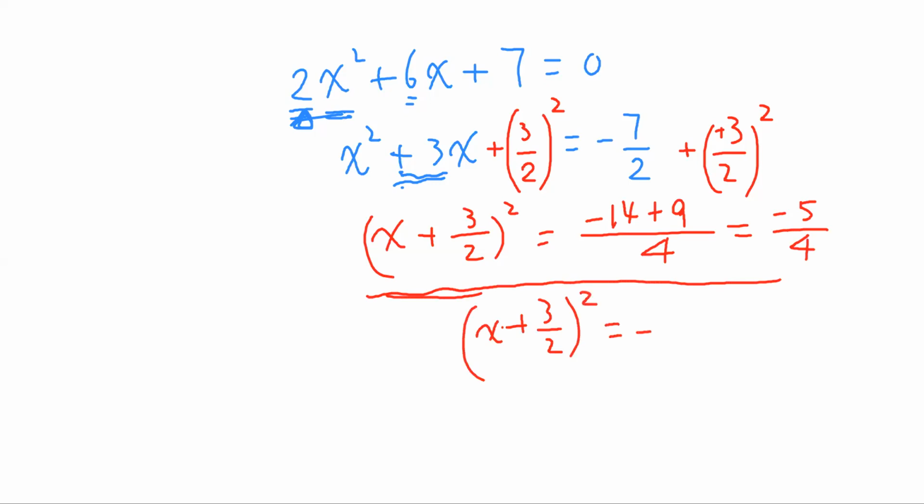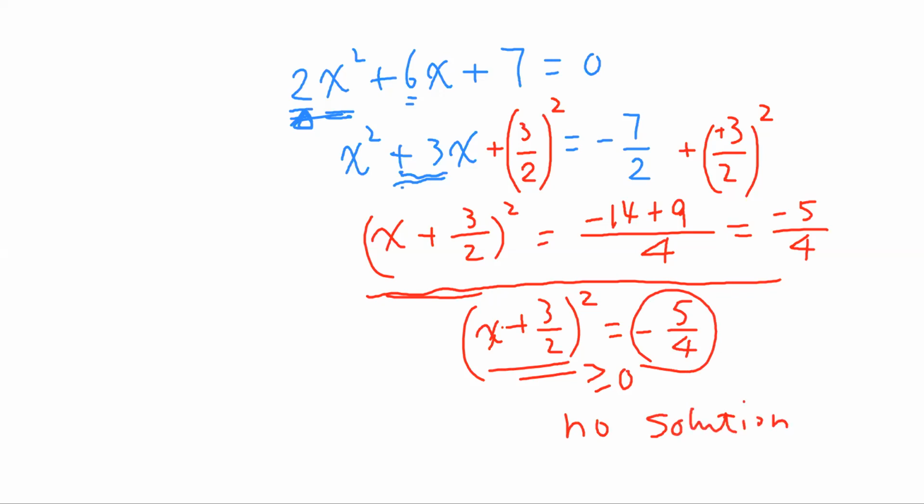The square became -5 over 4. So it looks like it doesn't make sense, right? Any number, most of the time after the square, is at least 0 or a positive number. But here it gives you a negative number. So it means there's no solution here.